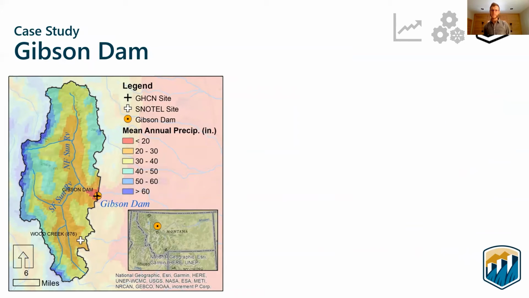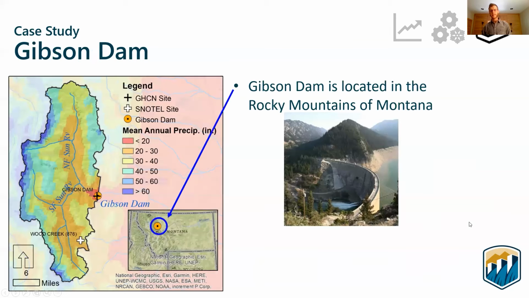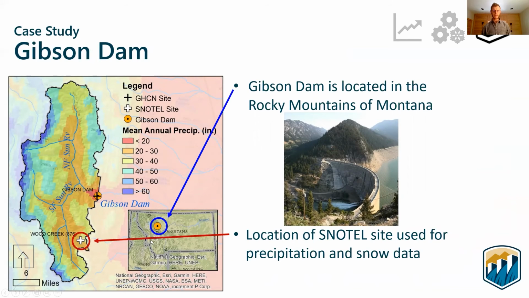So this is Gibson Dam. I started out showing a picture of it overtopping in '64. This dam is up in Montana, located in the Rocky Mountains. There's a snow-tell site in this basin that I'm going to be using throughout the presentation. It's located right here, just about 8 miles south of the dam.